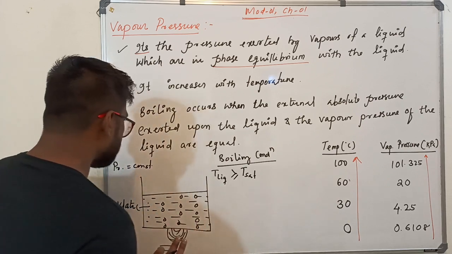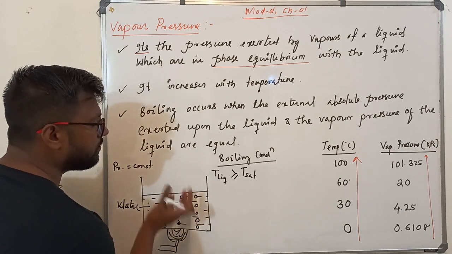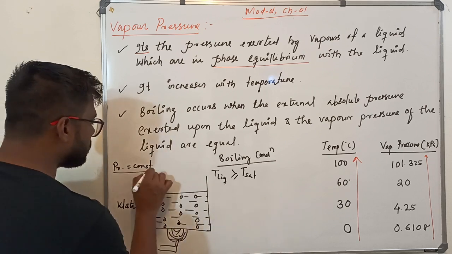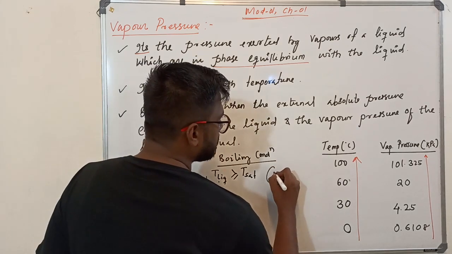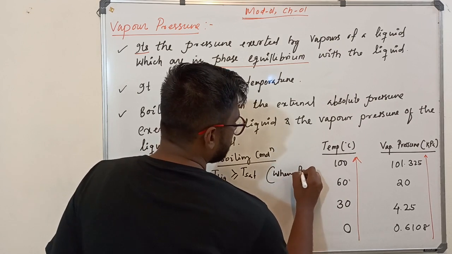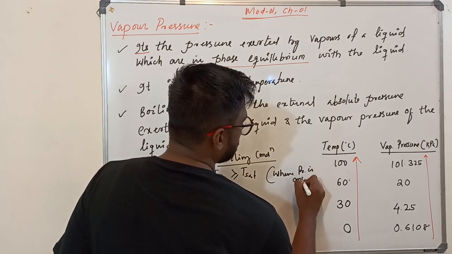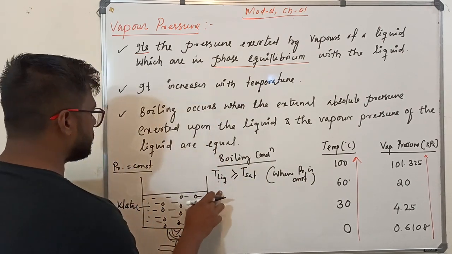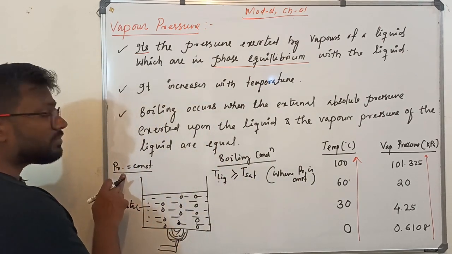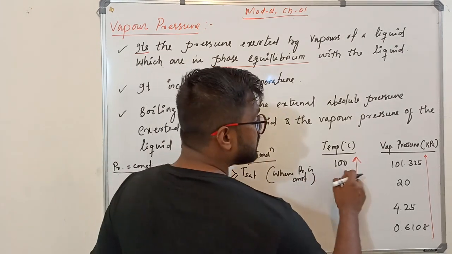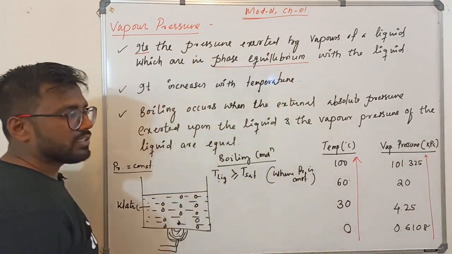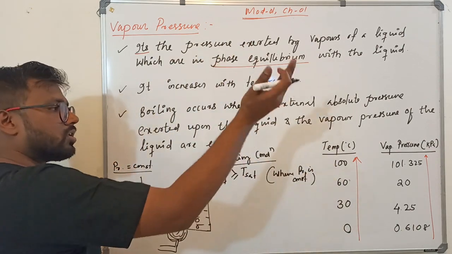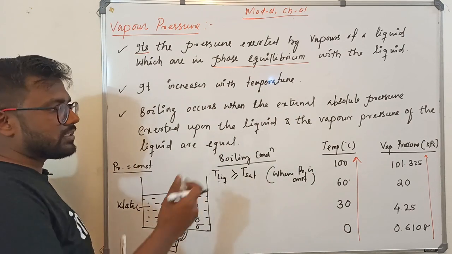Now it will boil. The very first condition is simple: T liquid is greater than T saturation, where the pressure is constant. For water, the boiling temperature is 100 degrees Celsius and the pressure is atmospheric pressure. At 100 degrees Celsius, the vapor pressure is 101.325 kilopascal. In that condition water boils, when it crosses 100 degrees Celsius.